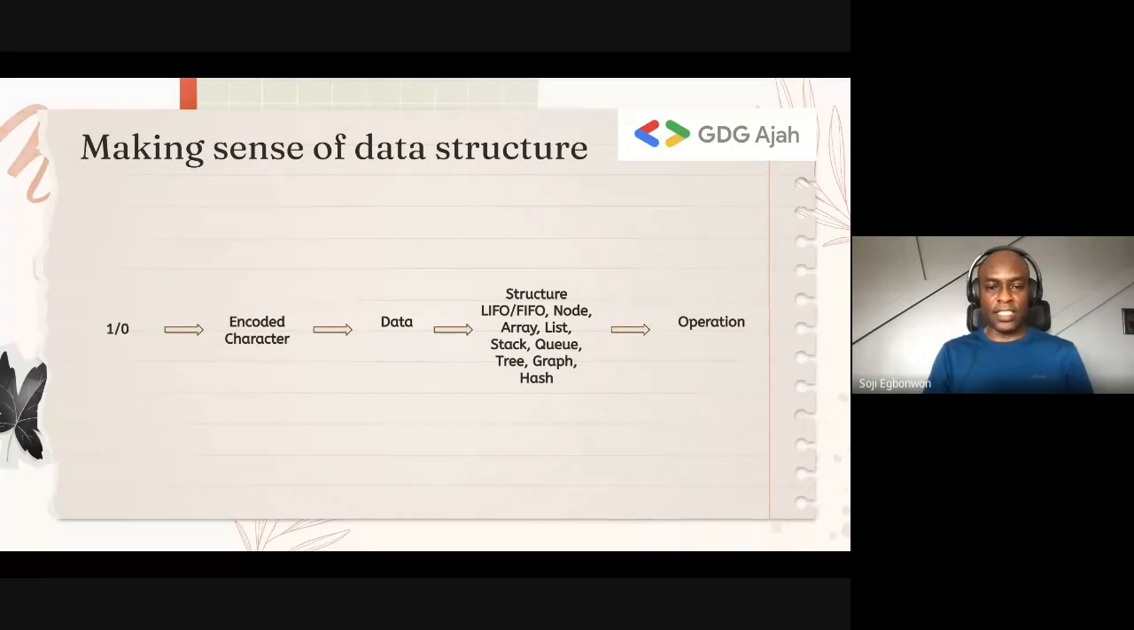I just project this to give you a sense of how, at the fundamental level, ones and zeros are rolled up into a bunch of characters. They make up data. The data is structured in a particular way, say maybe in a graph. And because you structure your data as a graph, then you can build a Google Map out of it. But because your data is structured as a stack, you can build certain operations out of it. So we can discuss this further later on.